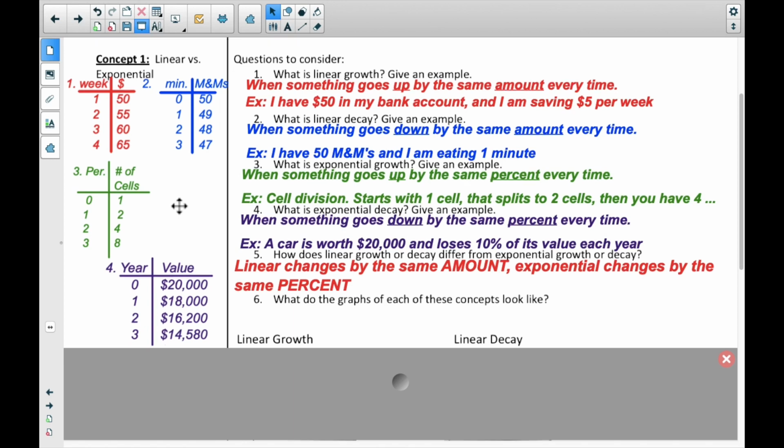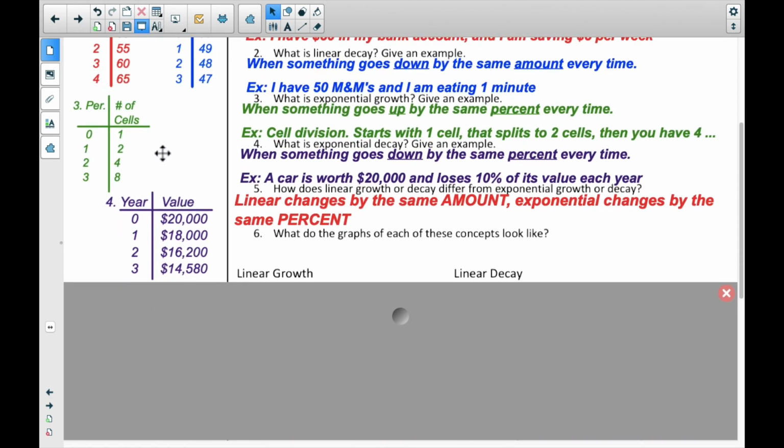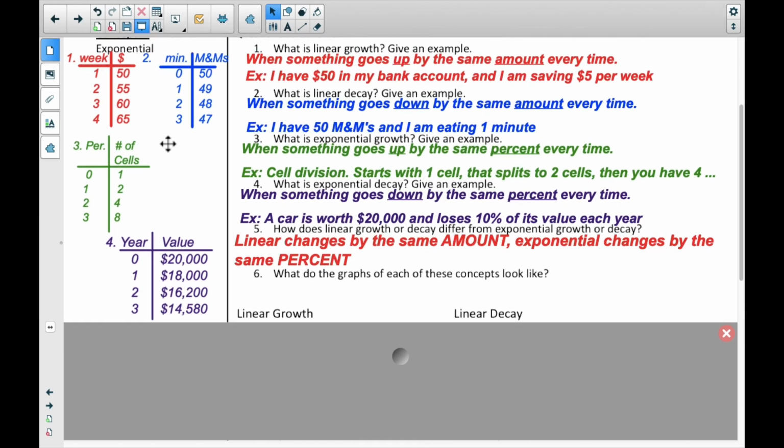Okay, but number 3, this is when we were talking about like with cell division. With cell division, you're going to multiply times 2, multiply times 2, multiply times 2. So rather than adding every time, like we did up above, we're going to multiply every time. And on number 3, we were multiplying by a whole number, times 2, times 2, times 2. It's not always a whole number. In fact, usually it's just a percent, not a whole number. And so we see an example of that on number 4.